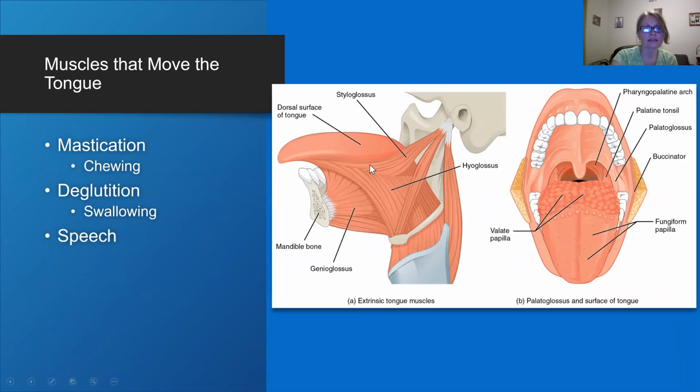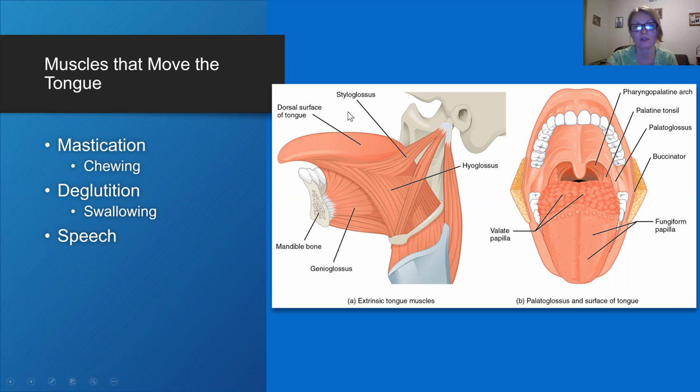Then you have muscles that move your tongue. And when you move your tongue, you help mastication, you help chewing, you have swallowing, the term for swallowing is deglutition, and of course, speech. And here are our major muscles over here. That little bony projection on the temporal bone is called the styloid process. So you have a muscle going from the styloid to your tongue.